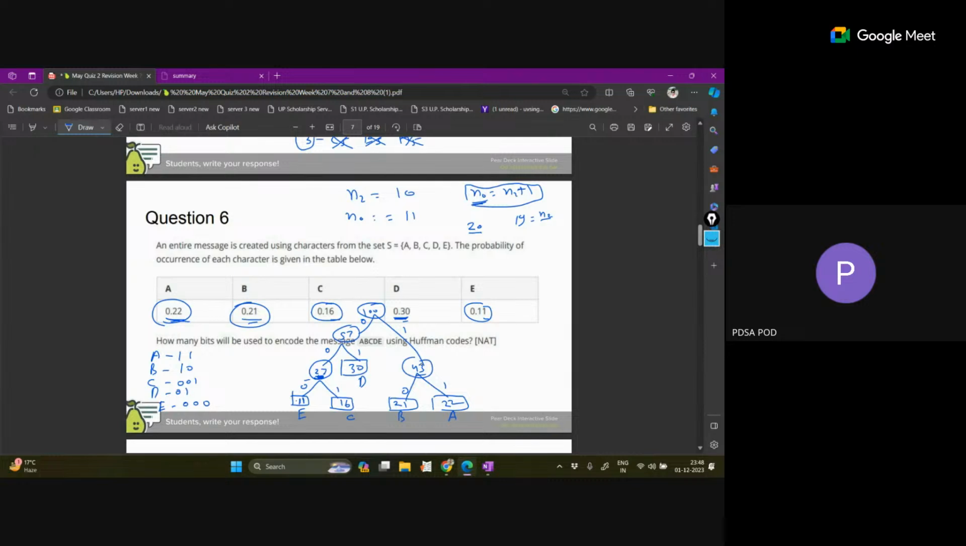And the question asks how many bits will be used to encode the message A, B, C, D, E. So the bits required for A is 2, B is 2, C is 3, D is 2, and E is 3. So add these values: 2 plus 2 plus 3 is 7, plus 2 is 9, plus 3 is 12. So a total of 12 bits is required to encode the message ABCDE.